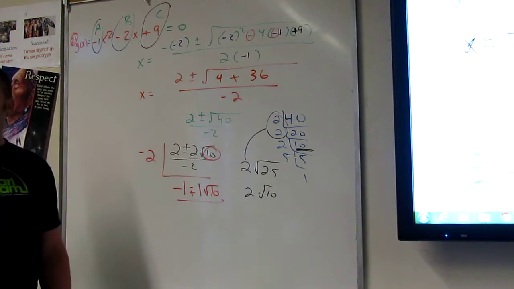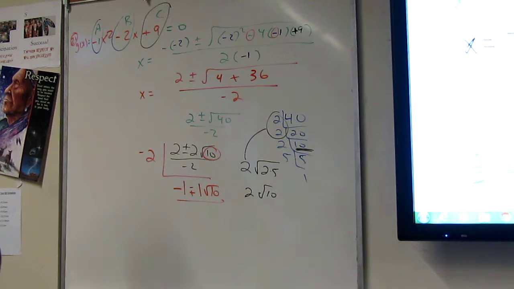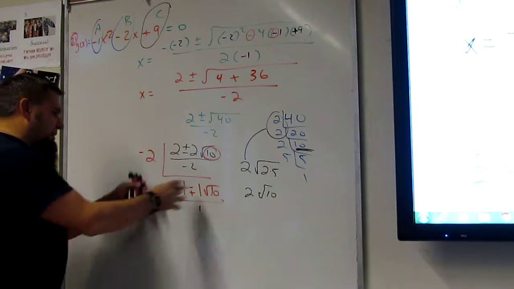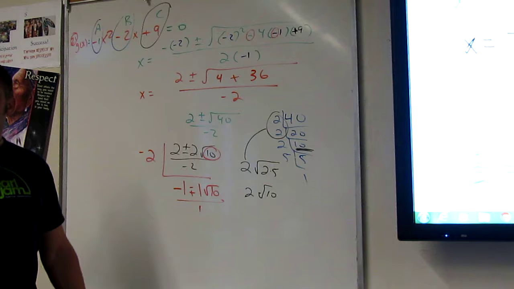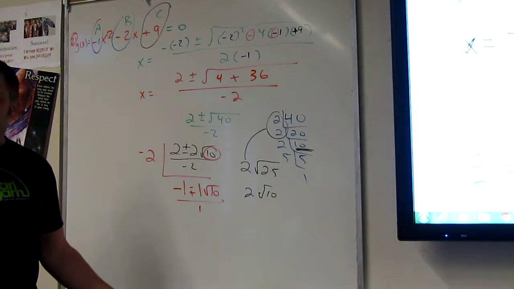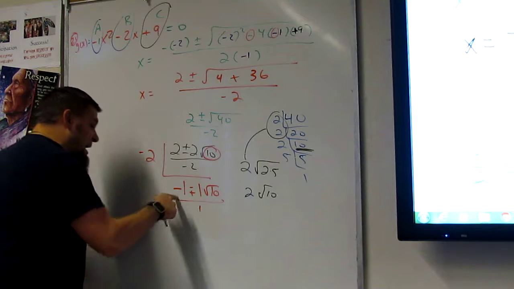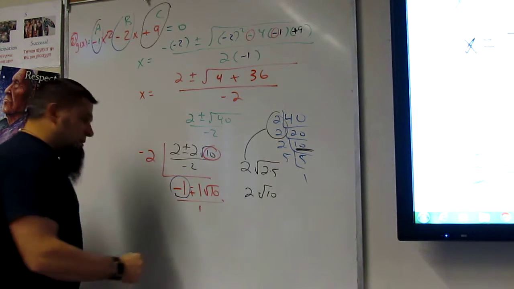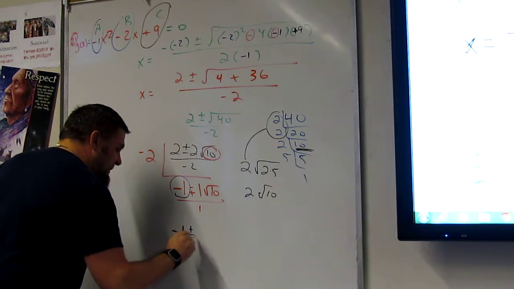Negative 2 goes into negative 2 how many times? Once. Now, I like to clean this up. I don't like to see all these ones. So I clean up the ones that I don't need, but I keep the ones that I do. I have to keep this guy. You can't get rid of that. That's a negative 1. Plus or minus.